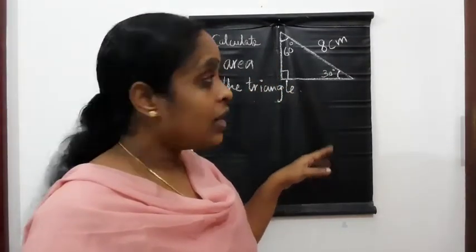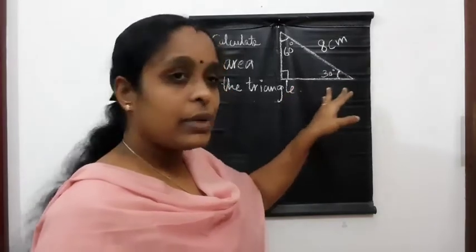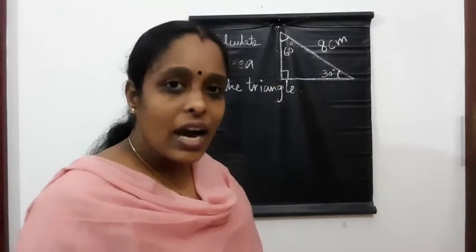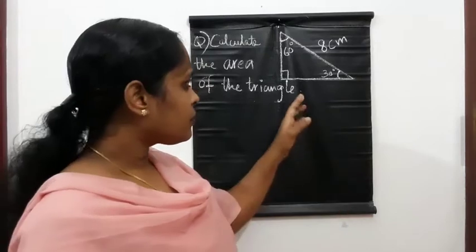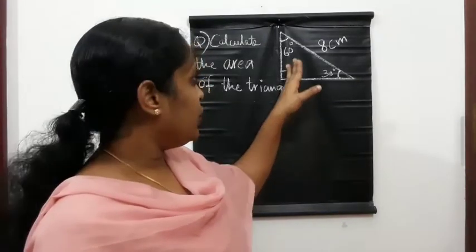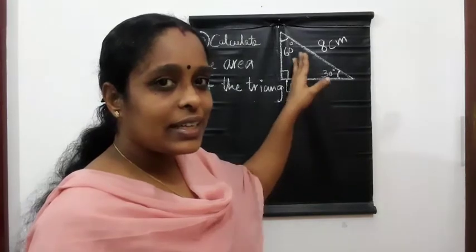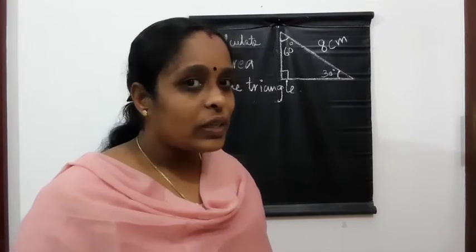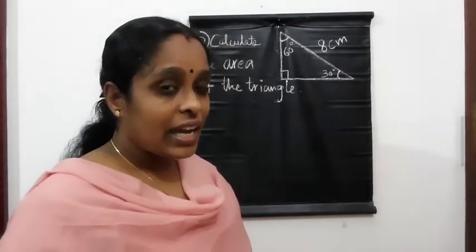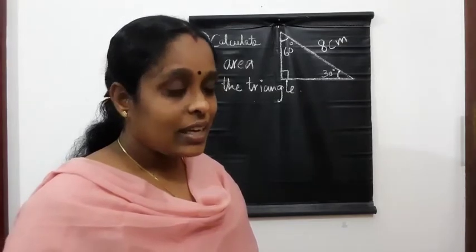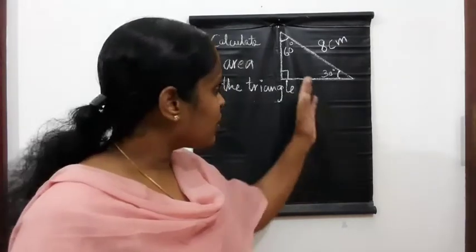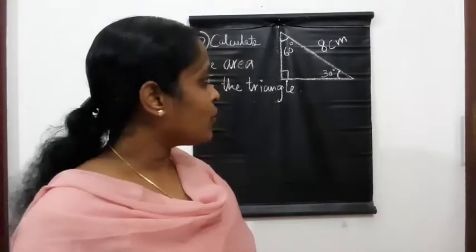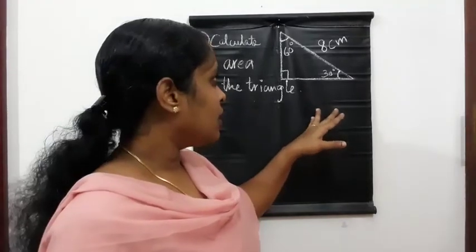To find that area, we want to know the length of this base and the height. So here we know that this triangle is of angles 30 degree, 60 degree, 90 degree. So we can use the property that we have already learned. That is, if the angles are in a triangle, the length of sides opposite to these angles are in the ratio 1 is to root 3 is to 2. So we can apply that here.